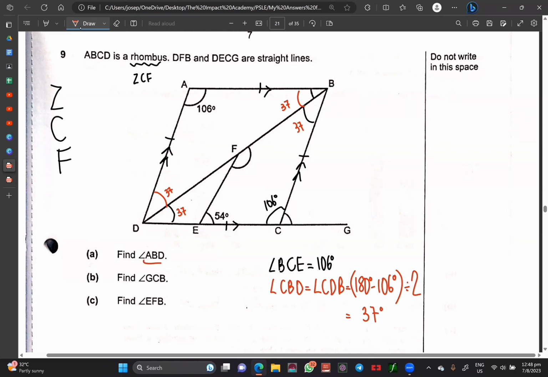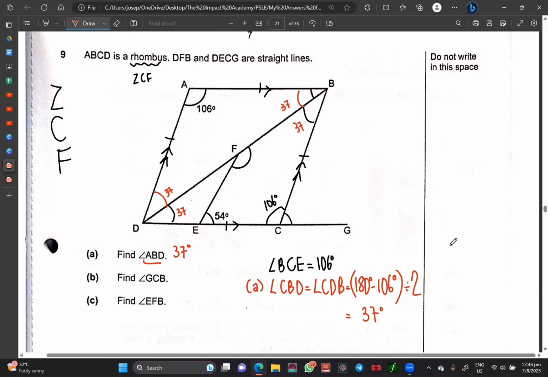The question says angle ABD. Where is angle ABD? Angle ABD is simply this, A, B to D. So therefore, this is the first answer, and this is what they want us to find. Okay, so for A, I'm done, and this is actually A.